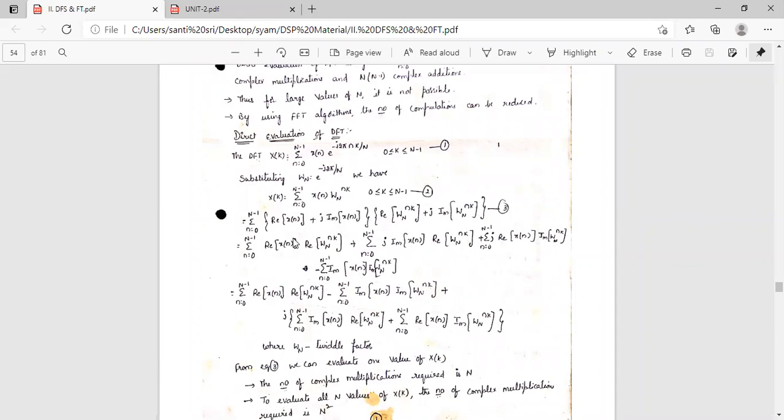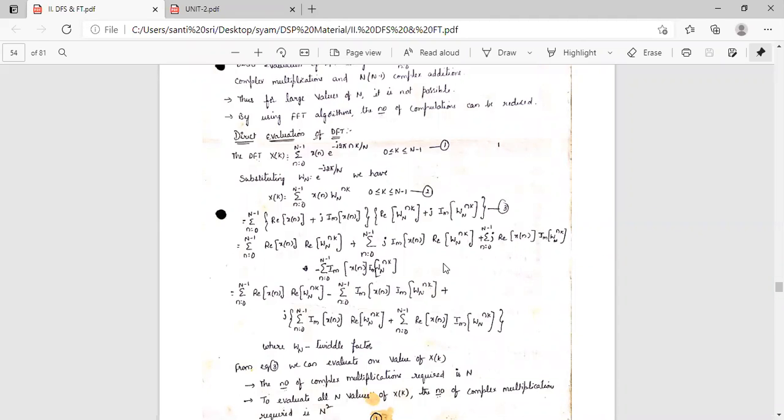Now multiply these two, that is sigma n equals 0 to N minus 1 real of x of n into real of W N power nk, plus sigma n equals 0 to N minus 1 j imaginary of x of n into real of W N power nk, plus sigma n equals 0 to N minus 1 j into real of x of n into imaginary of W N power nk, minus sigma n equals 0 to N minus 1 imaginary of x of n into imaginary of W N power nk. So j square will become minus 1, that's why it is minus.